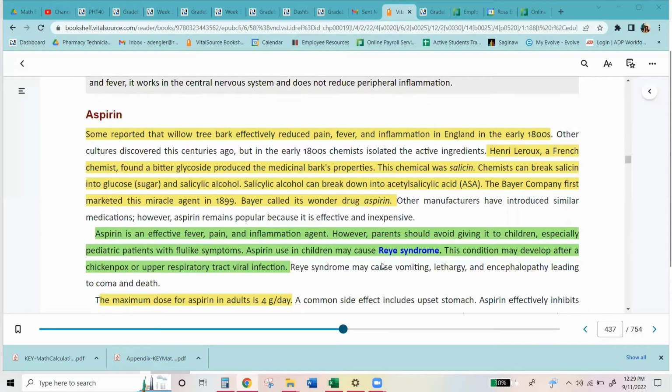Aspirin: some reported that willow tree bark effectively reduced pain, fever, and inflammation in England in the early 1800s. Henri Leroux, a French chemist, found a bitter glycoside in the medicinal bark. This chemical was called salicin. Chemists can break salicin into glucose and salicylic alcohol. Salicylic alcohol can break down into acetylsalicylic acid, which is aspirin. The Bayer Company first marketed this miracle agent in 1899, and they called it the wonder drug.